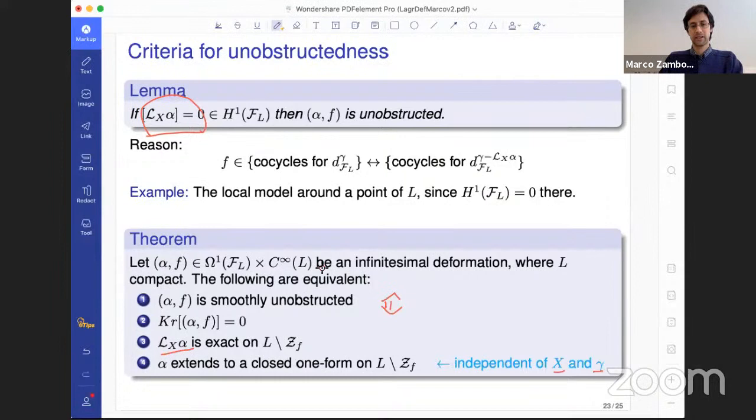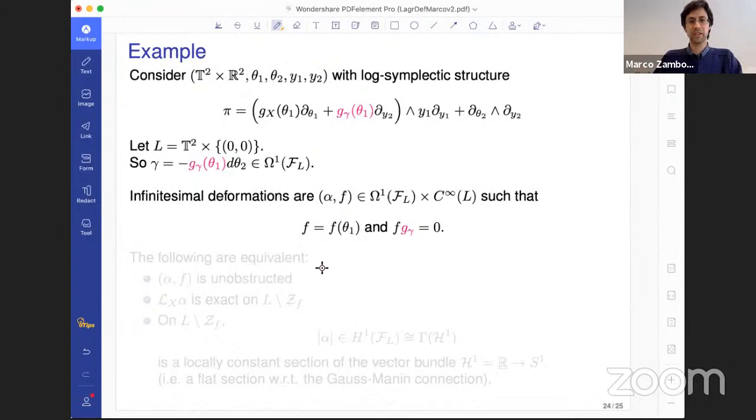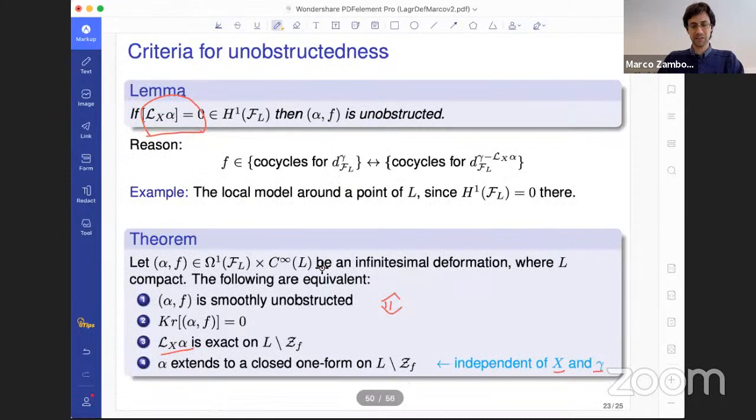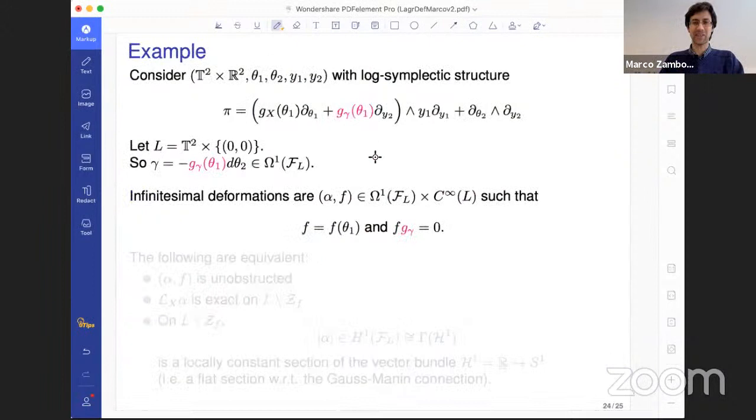So I think I have two minutes, maybe three minutes. And I have two slides, so I will not go over time. Okay, here again, an example for the previous theorem, where again, you don't have to read everything. I will highlight the main things. So the example is actually exactly the previous one. T2 cross R2, the Lagrangian is a torus. And here I wrote down what the infinitesimal deformations are.